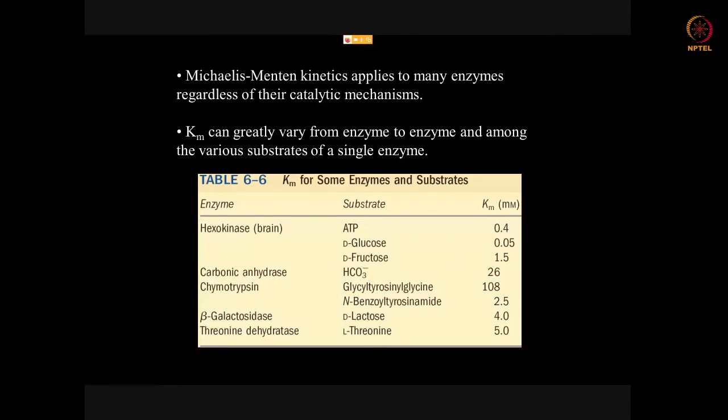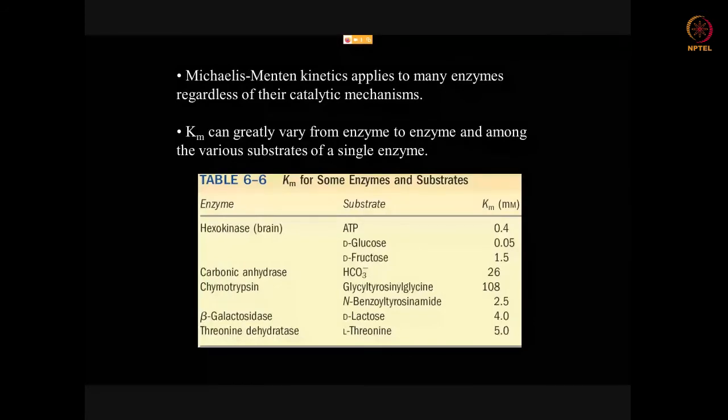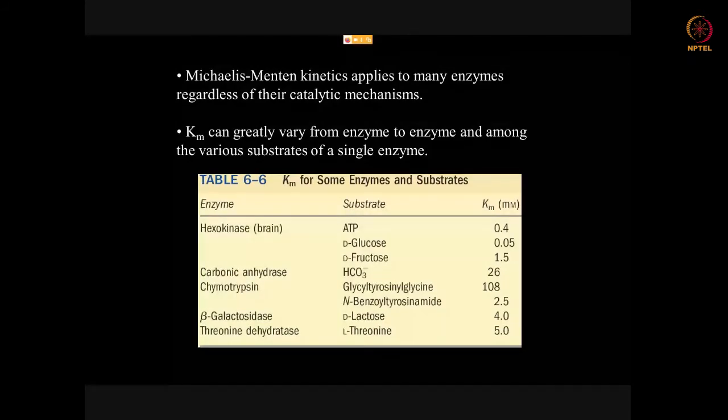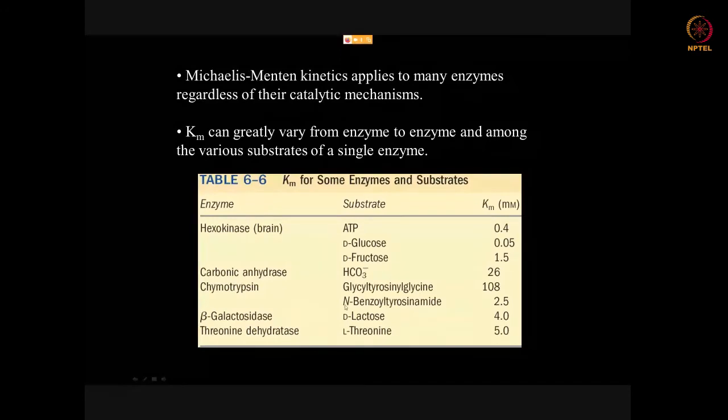So then Km can vary greatly from enzyme to enzyme and among various substrates for a single enzyme. Suppose a given enzyme has some flexibility in substrate specificity and can work on 2 or 3 different substrates. From one substrate to another substrate, Km can vary. So here are Km values for some of the commonly known enzymes with the given substrate.